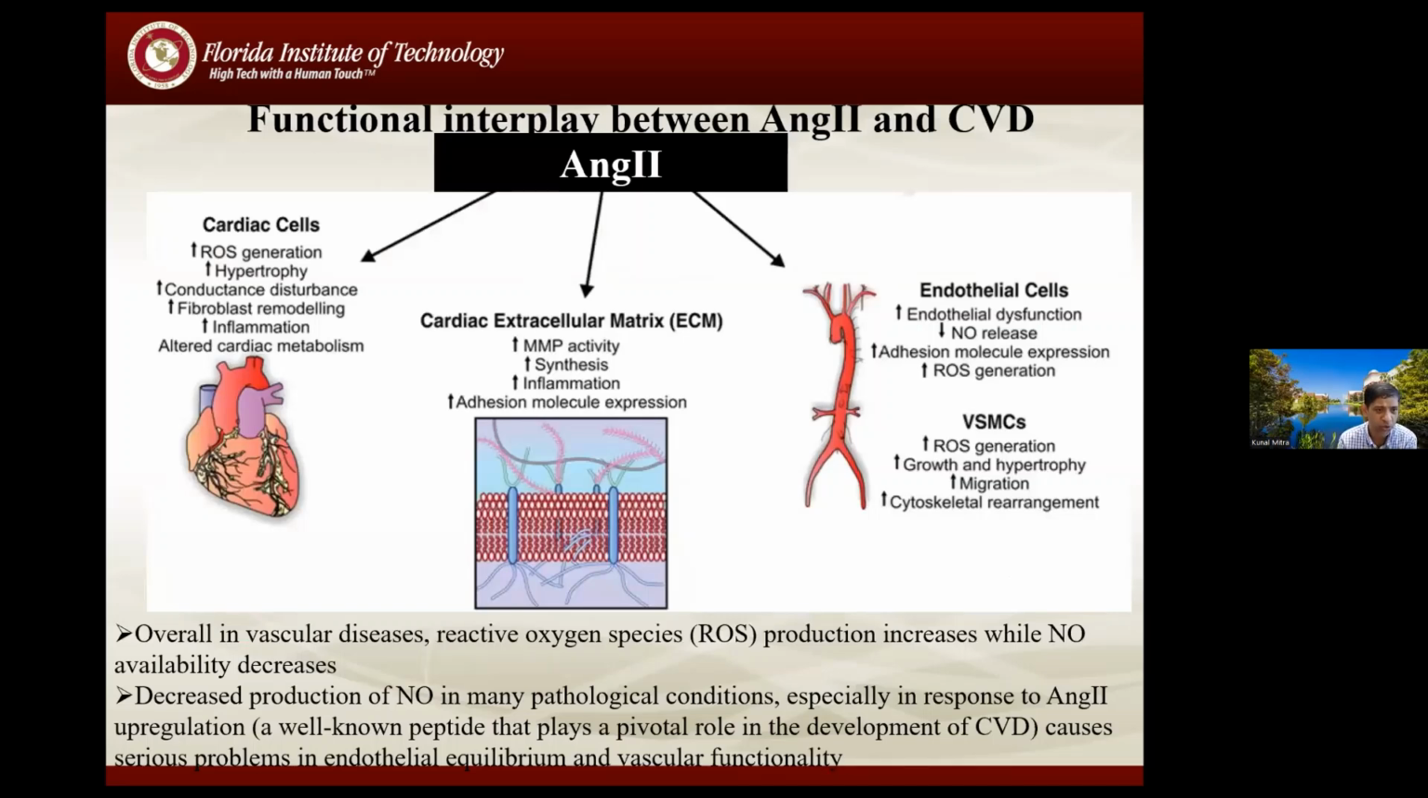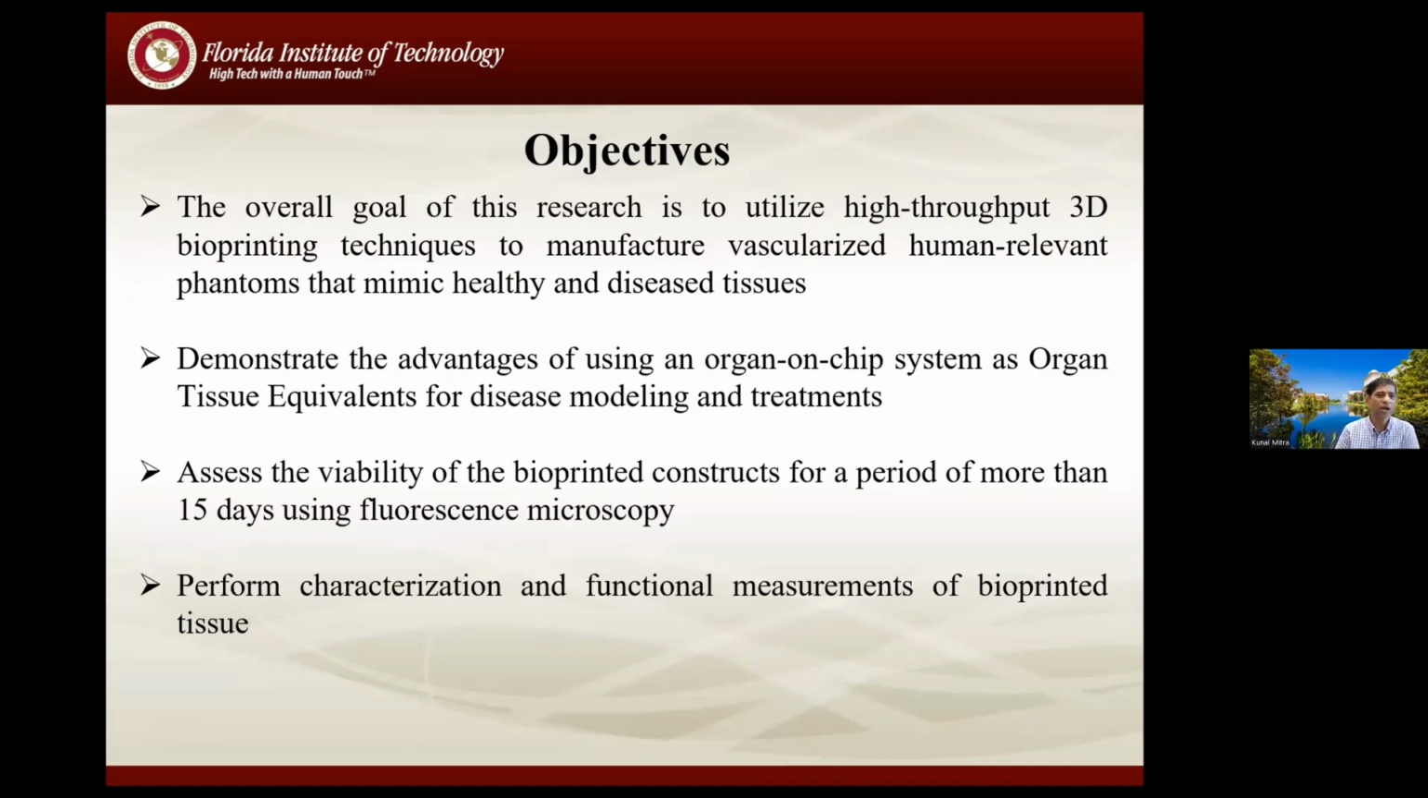And as I also showed you in the previous slide, angiotensin 2 again is one of the key parameters which leads to the development of CVD. So in a vascular disease, again, ROS production increases and nitric oxide decreases, and especially the decreased production of nitric oxide in many pathological conditions, due to the increase in angiotensin 2 upregulation, will have serious problems in endothelial function and vascular functions, which I want to emphasize again is why we are looking into a couple of these parameters. So, very high level objective.